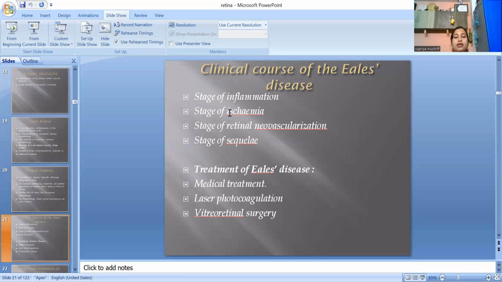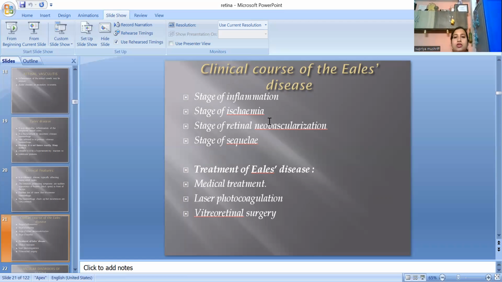Now the second stage is the stage of ischemia. At this stage, there is ischemia of the retina. The ischemia of the retina occurs in gross vasculitis, where there will be ischemia of the choroid and the retina. At this stage, vascular endothelial growth factor, known as VEGF, will be released. And this VEGF is responsible for the formation of the next stage, that is the stage of retinal neovascularization.